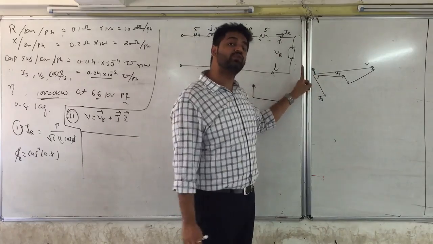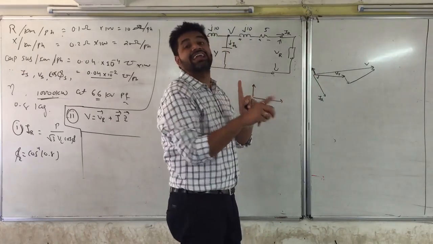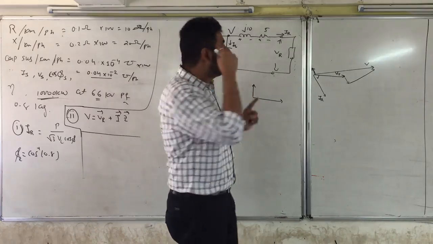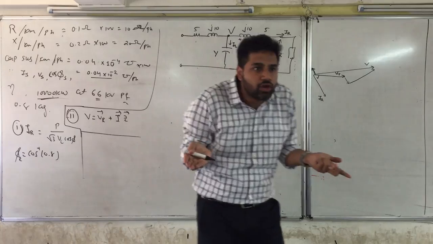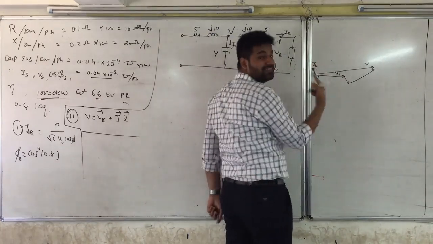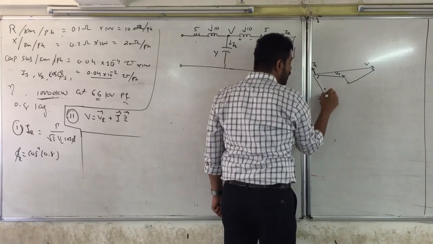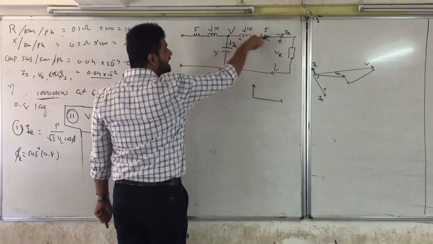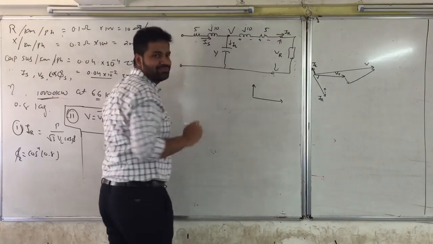And the current which is flowing through the capacitor, that is IC current, is always at 90 degrees to the voltage from which it is taking current. So the voltage across the capacitor is V, and the current will obviously be perpendicular to it. So this becomes my IC current, and this is the IC that I have got. So the addition of IR and IC is going to give me the value of IS.